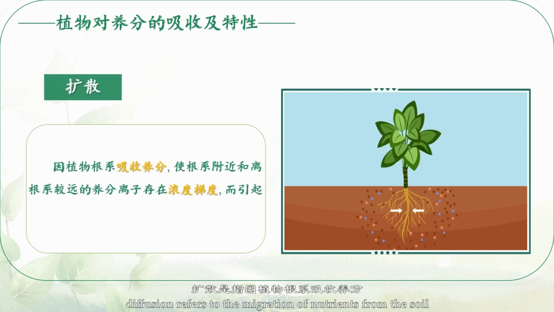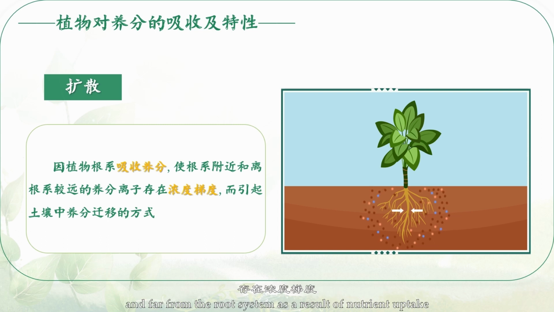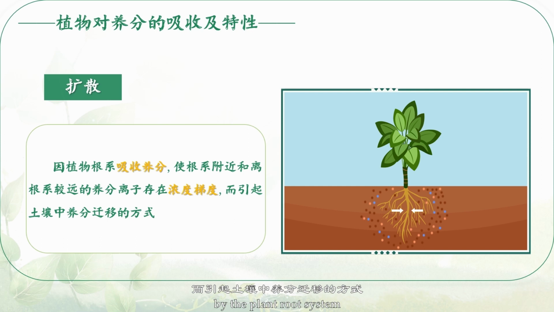Diffusion refers to the migration of nutrients in the soil due to a concentration gradient of nutrient ions near and far from the root system as a result of nutrient uptake by the plant root system.